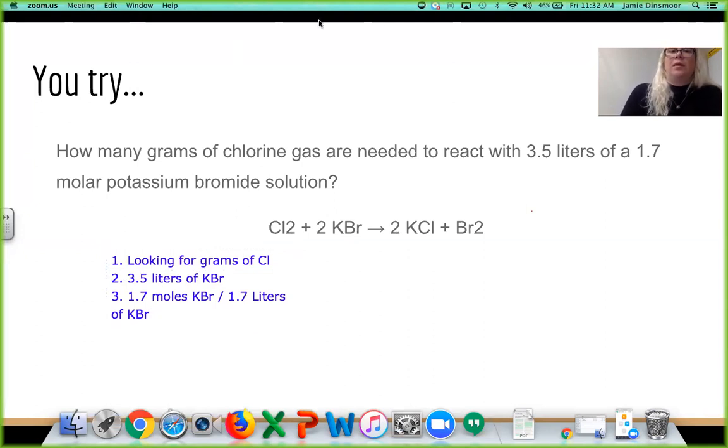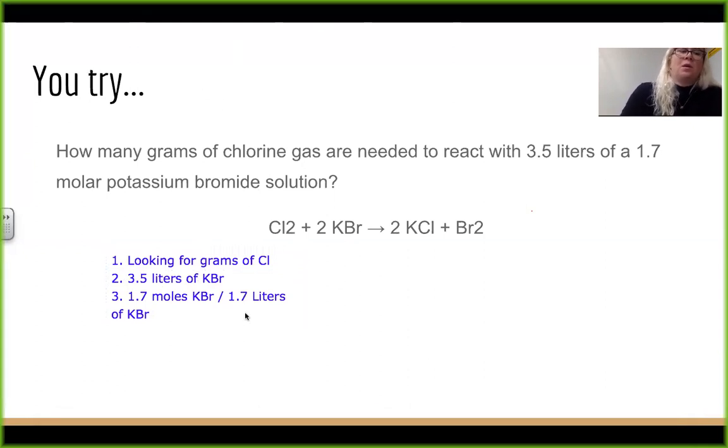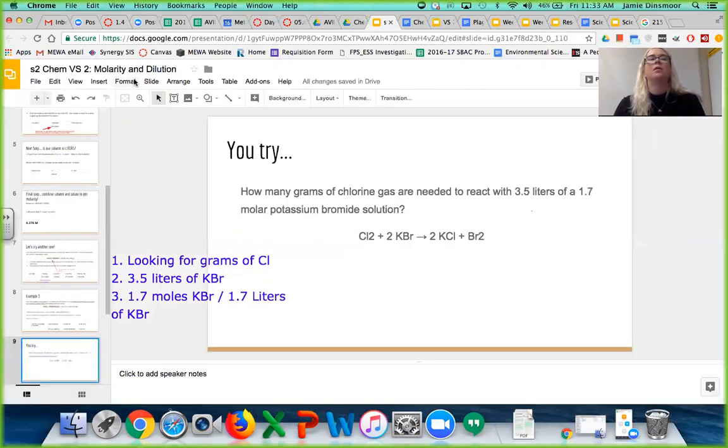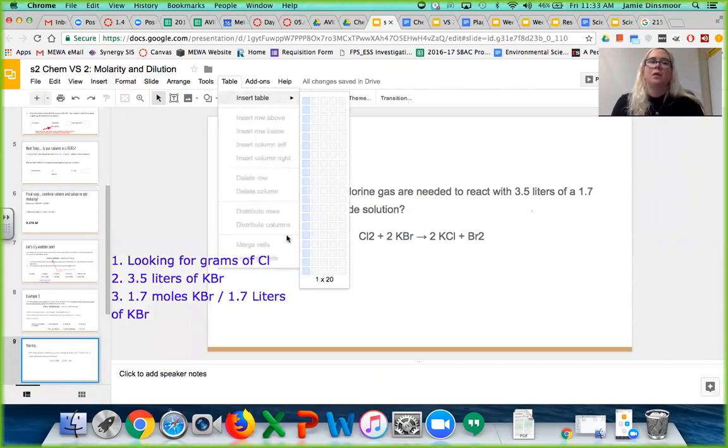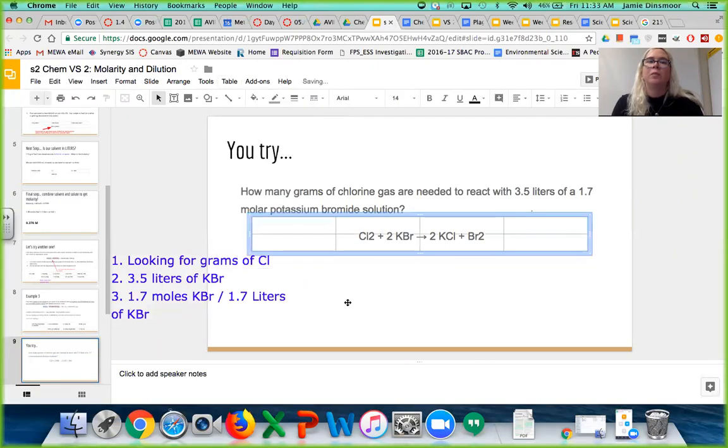So now we'll try to set up the stoichiometry. I didn't make a box, I realize. Okay. Oops. I think that should be enough boxes. We'll find out.